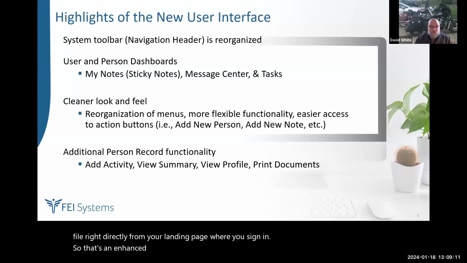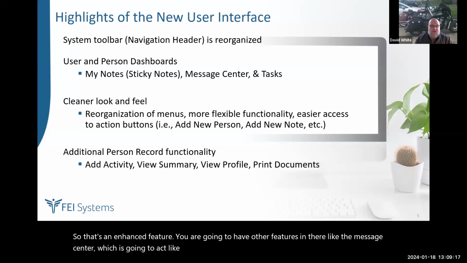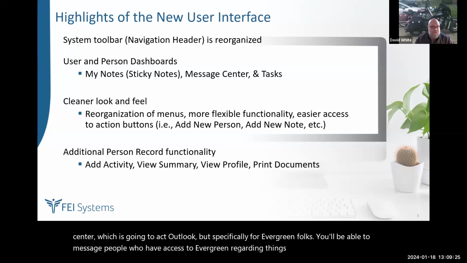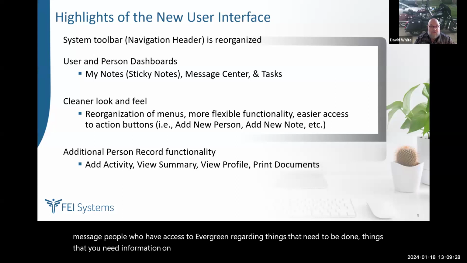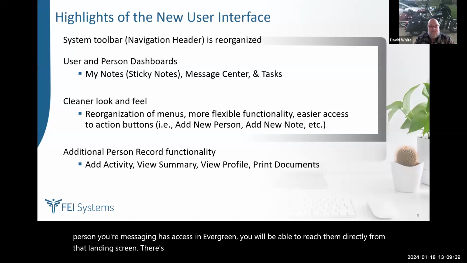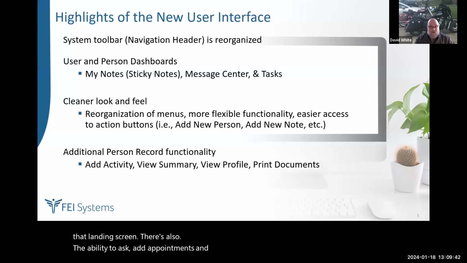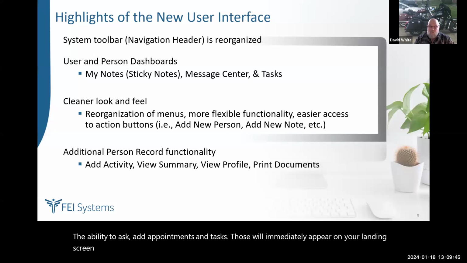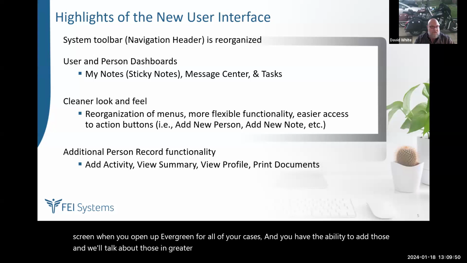You are going to have other features in there like the message center, which is going to act like Outlook, but specifically for Evergreen folks. You'll be able to message people who have access to Evergreen regarding things that need to be done, or things you need information on regarding your cases in Evergreen. As long as the person you're messaging has access in Evergreen, you will be able to reach them directly from that landing screen. There's also the ability to add appointments and tasks. Those will immediately appear on your landing screen when you open up Evergreen for all of your cases, and you have the ability to add those. And we'll talk about those in greater detail in just a few minutes.